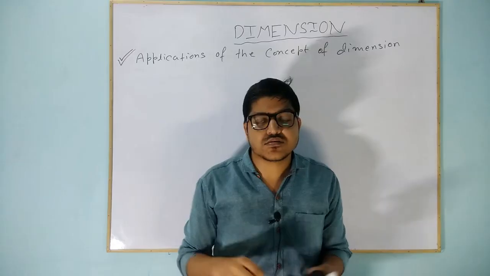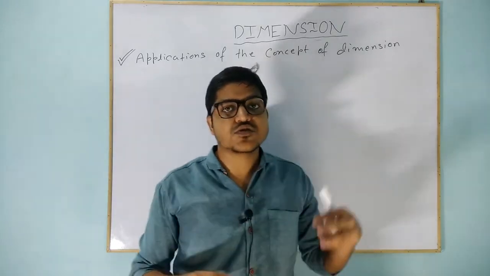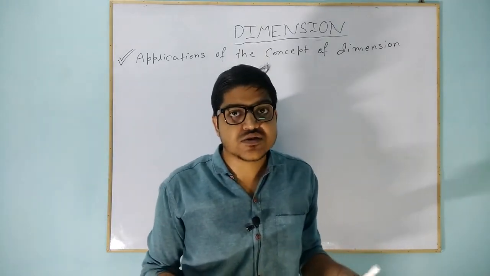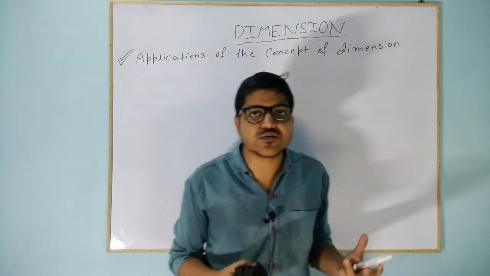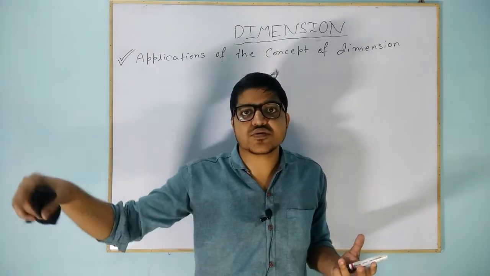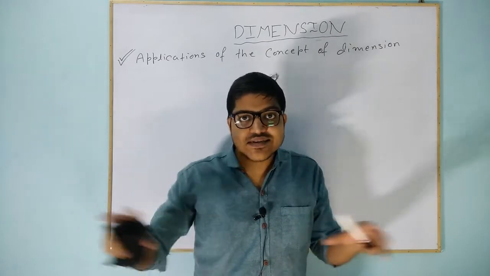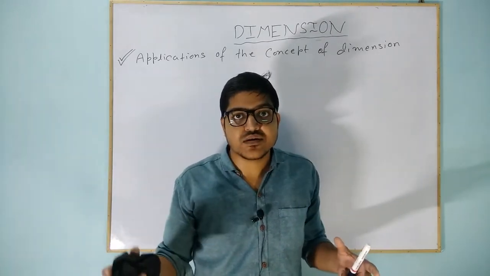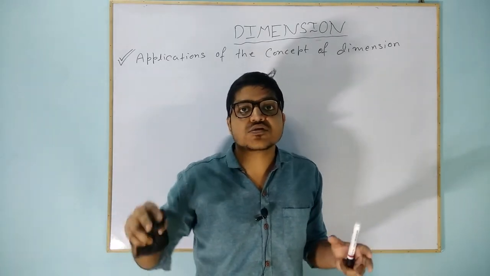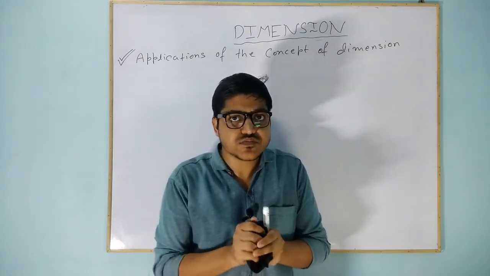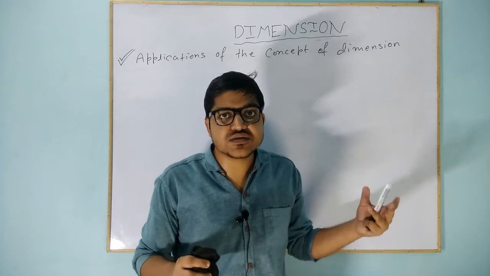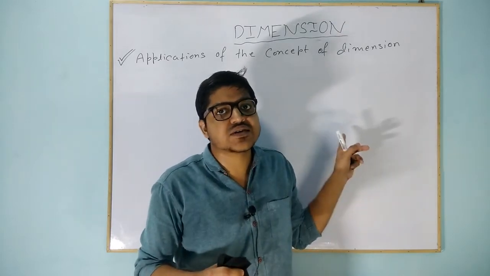The third application of dimension is that the tool of dimensional analysis helps us to deduce relationships among physical quantities. If we know that a given physical quantity depends upon a few other physical quantities, and this relationship is of product type, that means there are not more than 2 terms in that equation forming that relationship, then we can deduce that relationship using dimensional analysis.